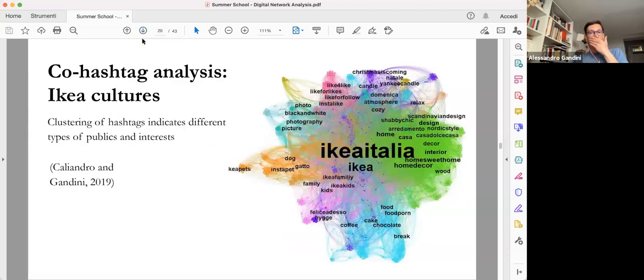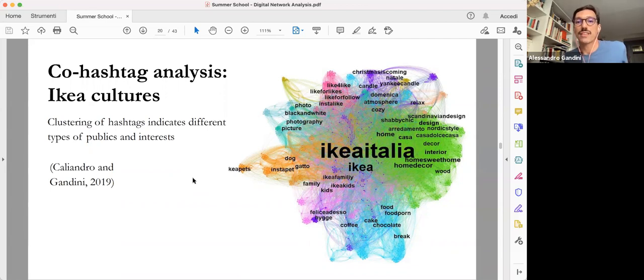This is another example of a non-human network. It's a network of hashtags around the IKEA account on Instagram that is included in our book. And it's courtesy also, I must say, of Lucia Bainotti, who was helpful here in developing this, who was very instrumental in making sure that this visualization is as good as you can see it, because this matters too.